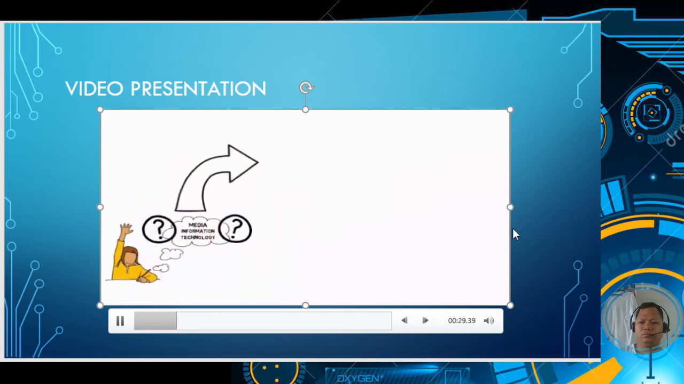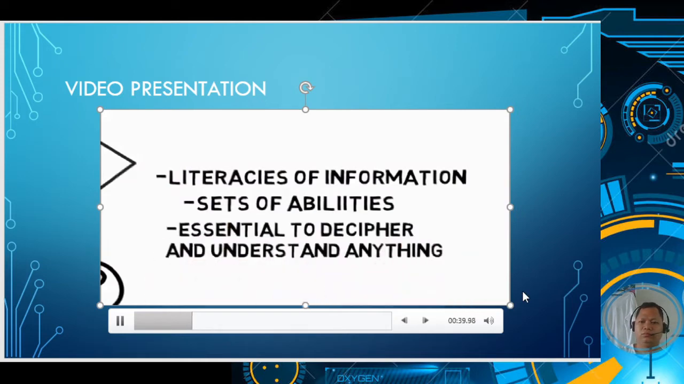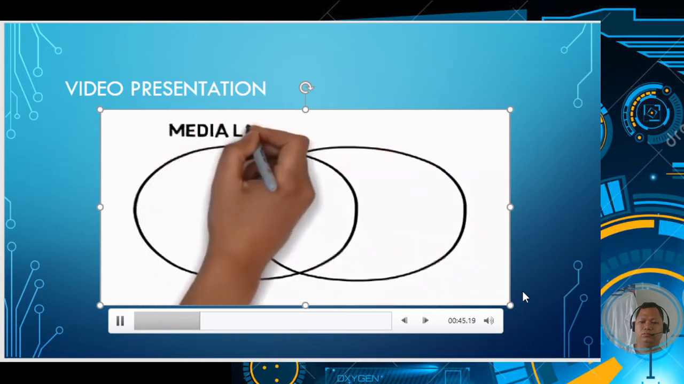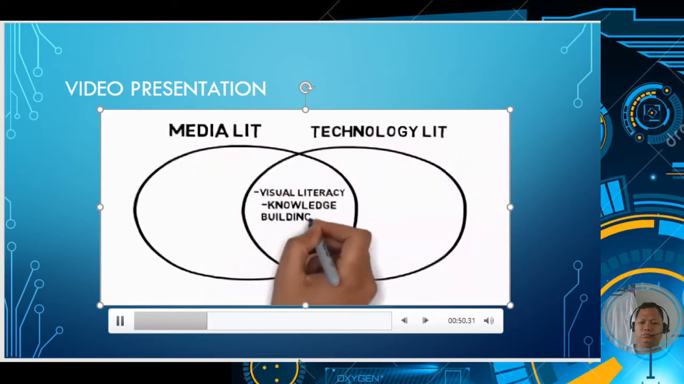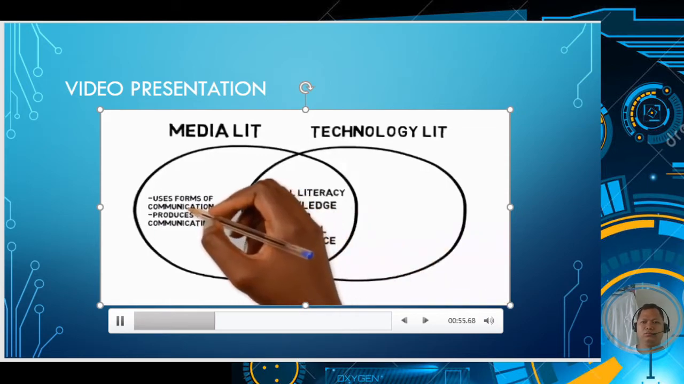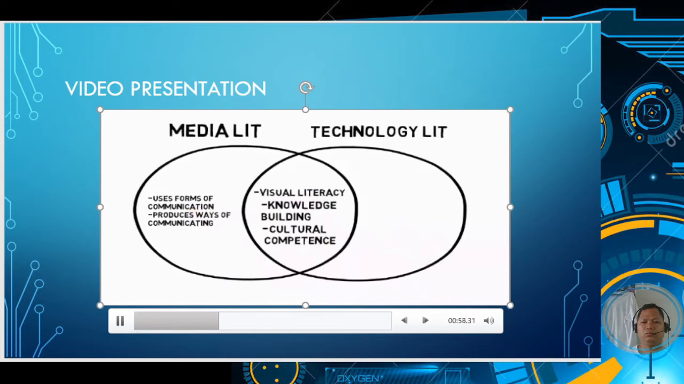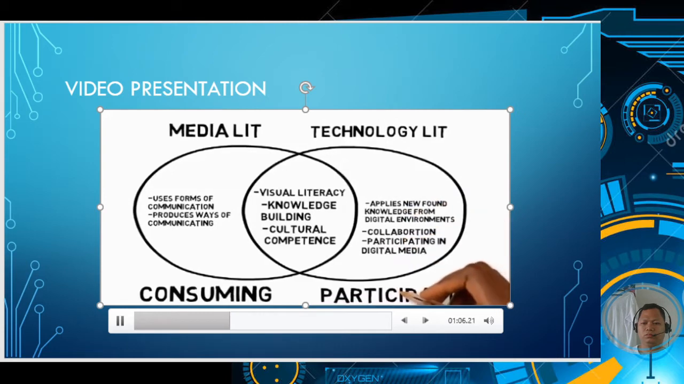Media, technology, and information literacy are all literacies of information, involving sets of abilities which enable us to be competent in all aspects of media. It is also essential to be able to actually decipher and understand anything that we encounter. Media and technology literacy are closely related, with both requiring to have visual literacy, knowledge building, and cultural competence. The main difference between the two is that Media Lit generally focuses on being engaged consumers of media, while Digital Lit is more about participating in digital media in ethical ways.